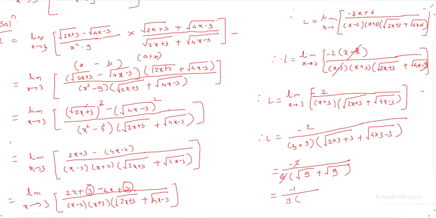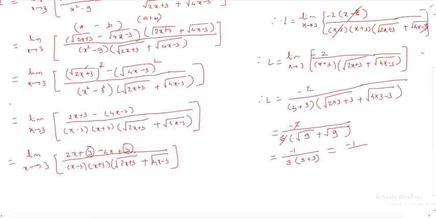and into bracket, square root of 9 is 3, again square root of 9 is 3, so 3 plus 3, is equal to minus 1 by 3 into 3 plus 3 is 6, 3 6s are 18, so minus 1 by 18. Therefore our required answer is L is equal to minus 1 by 18. So like this you can solve the example.